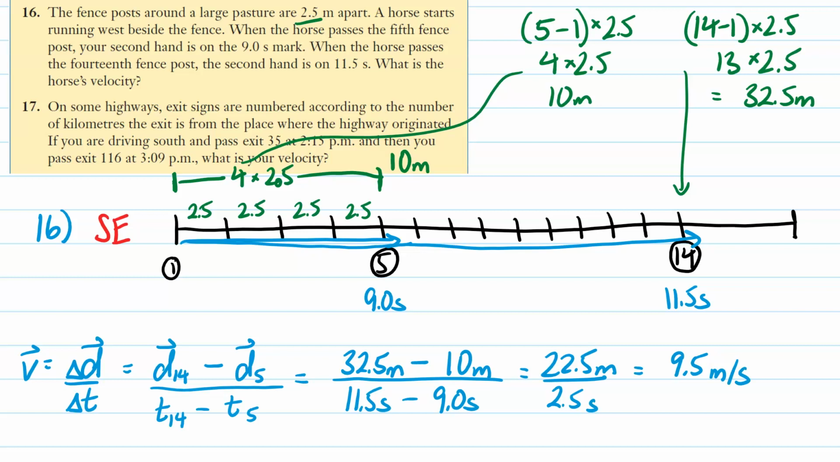We're not told if the horse is moving left or right or east or west. It was just moving in a positive direction. We have a positive number. We can just say this is positive 9.5 meters per second. And if we look at our significant digits, those are correct because we have two significant digits at the 10 meter mark and the 9.0 seconds mark. So our final answer should have the two significant digits as well.